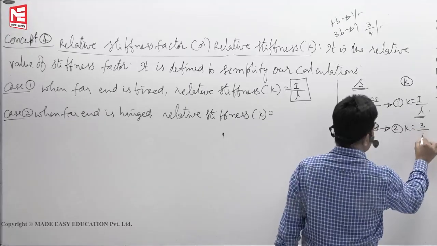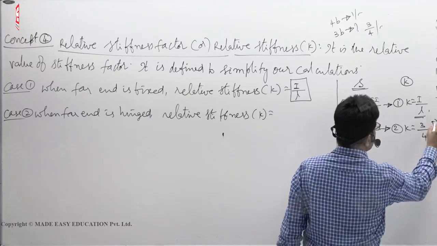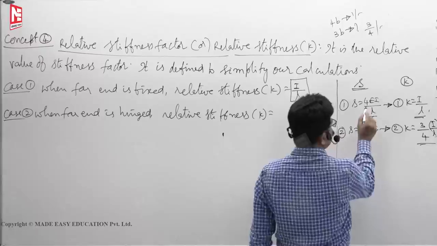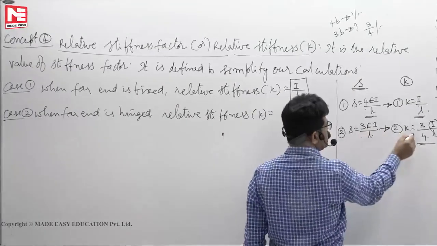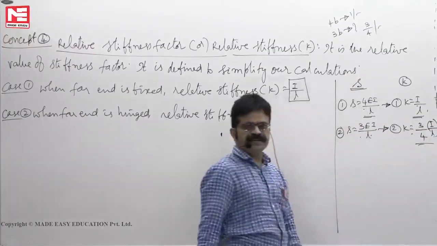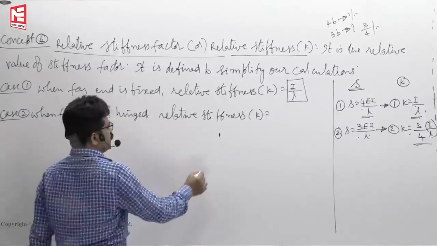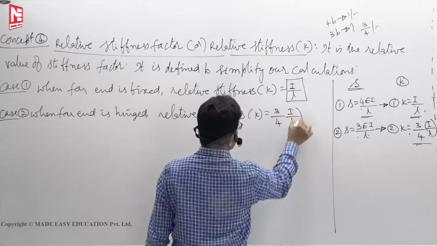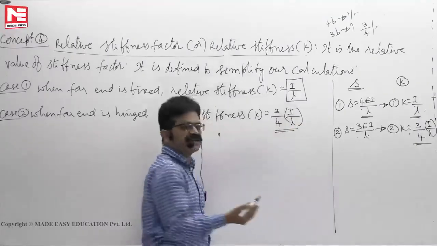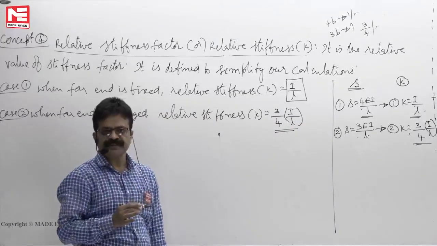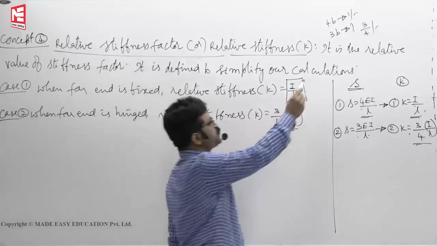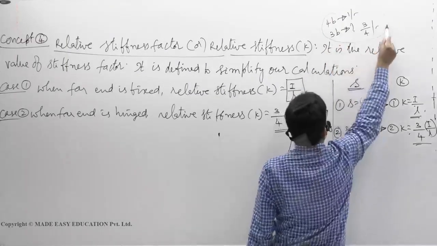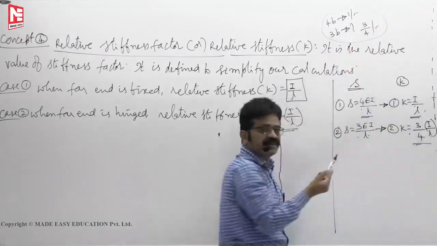That's all, 3 by 4 I by L. So 4 biscuits 1 rupee, 3 biscuits how much? 3 by 4 rupees. So K value will become 3 by 4 I by L. That 3 by 4 comes from that simple reason only. If you know this quantity, 4 biscuits is so much, 3 biscuits how much?